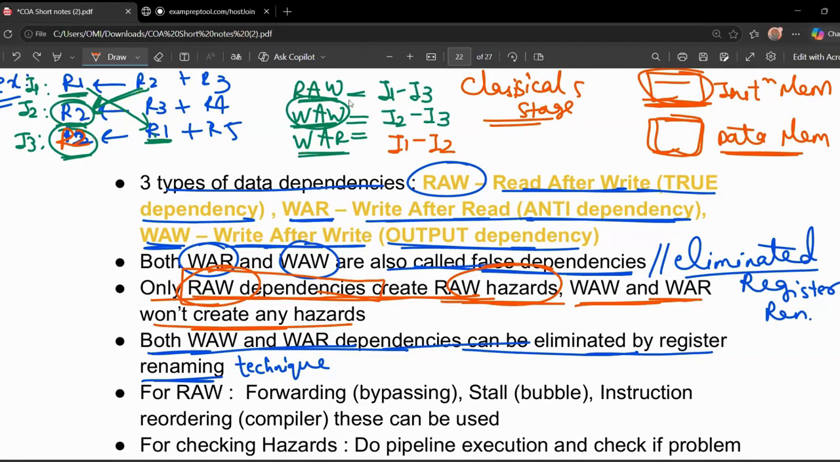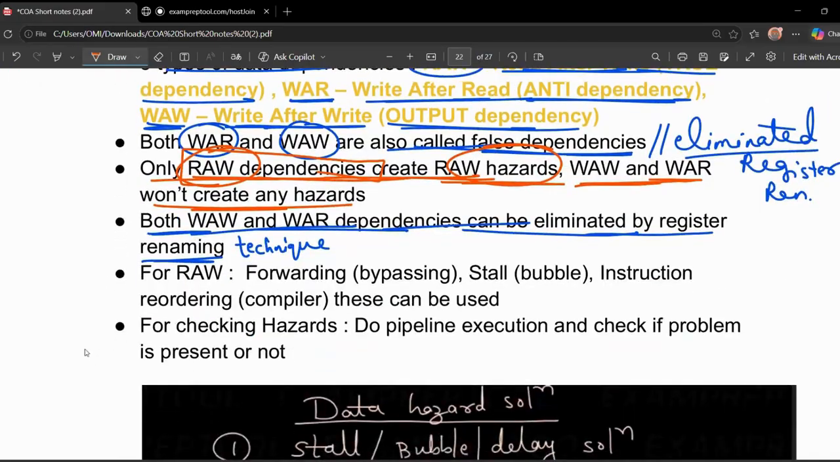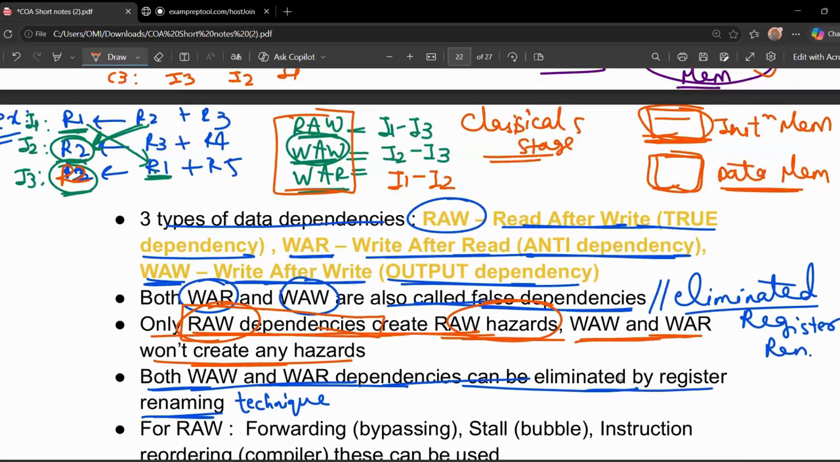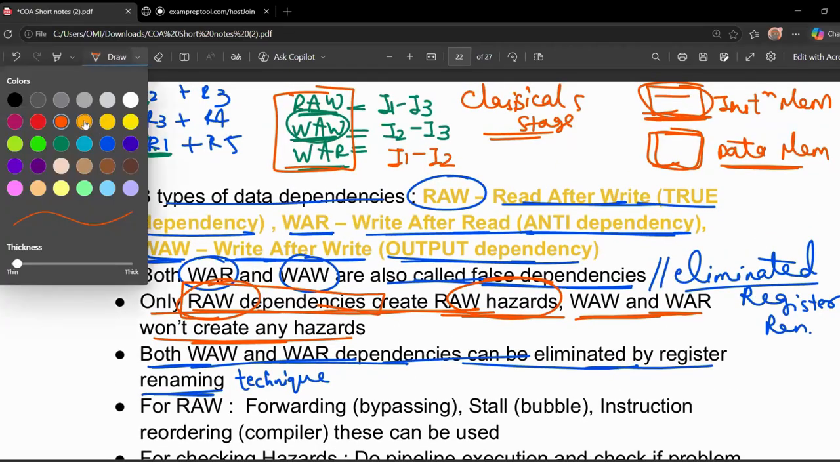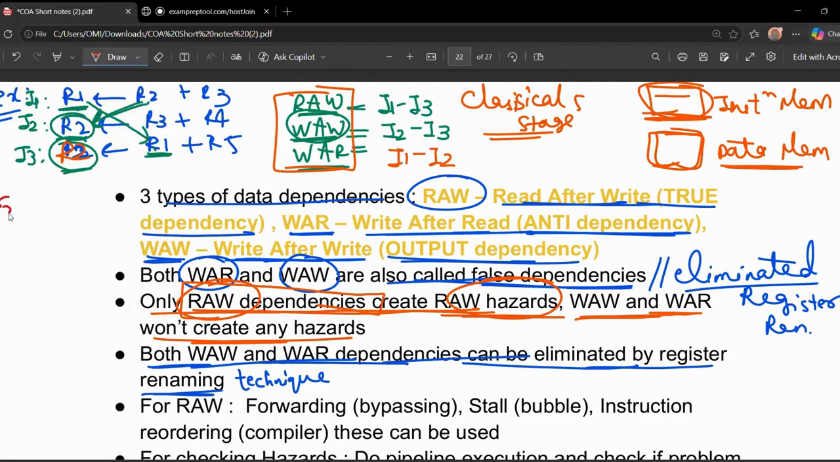For each dependency, you have to remember this. Maybe I'm adding one point: dependencies happen between instructions only. Okay, so let's say one another example if I want to give.